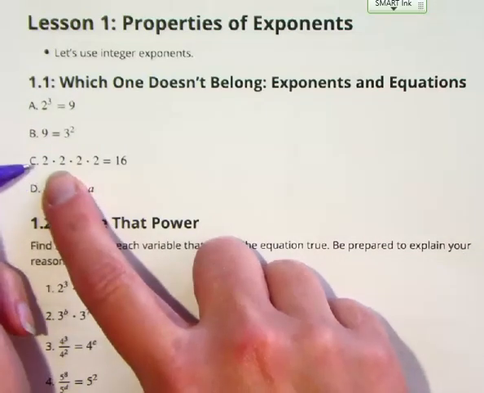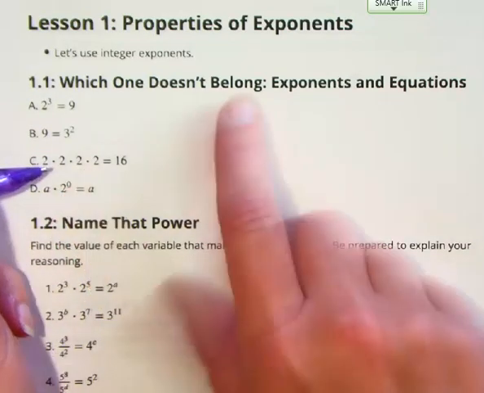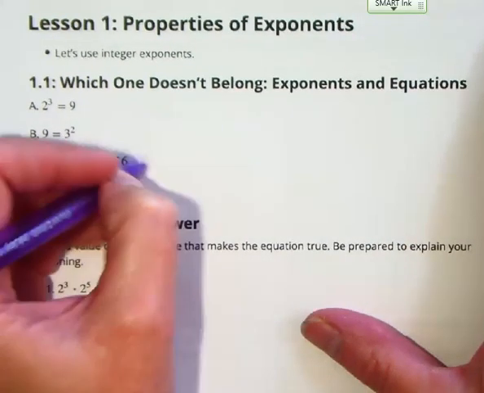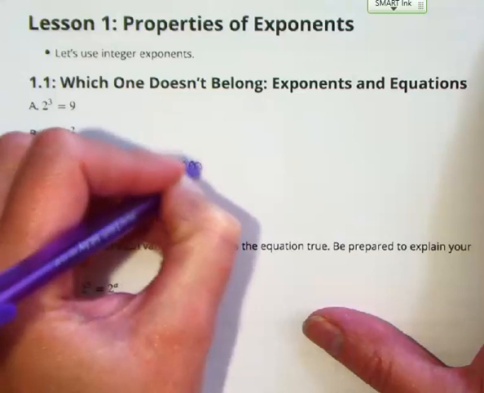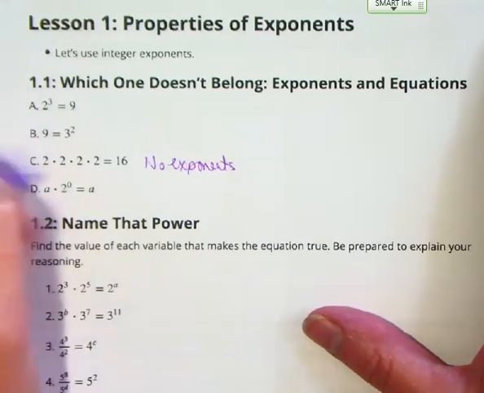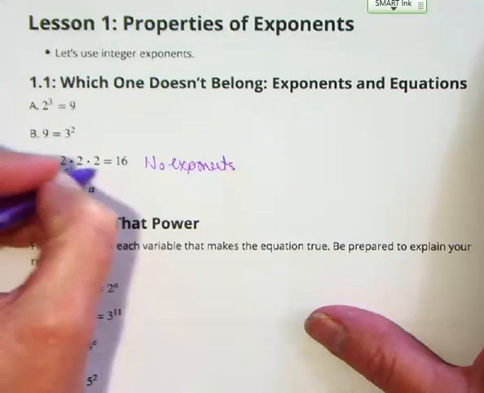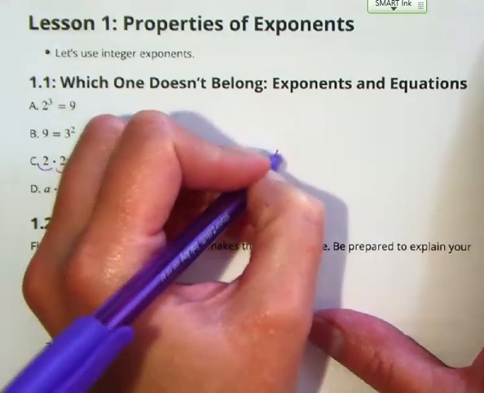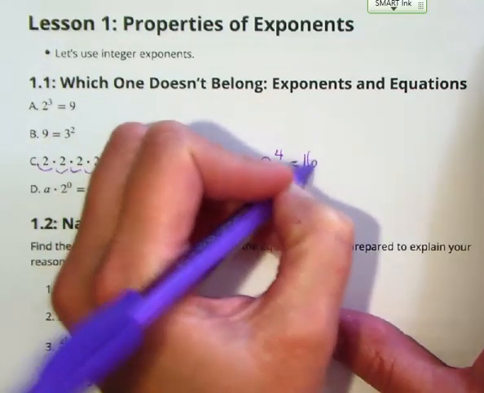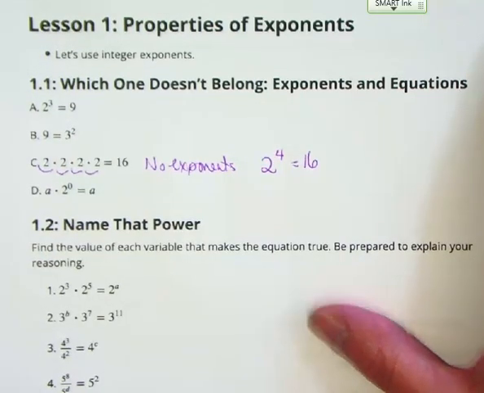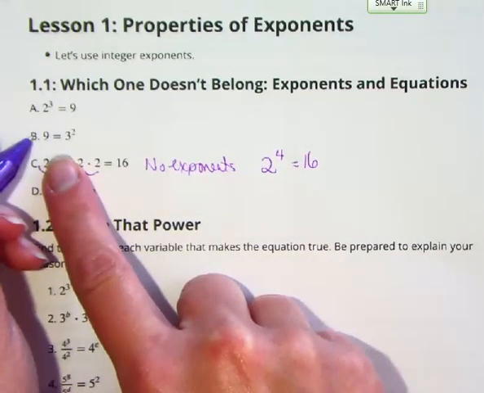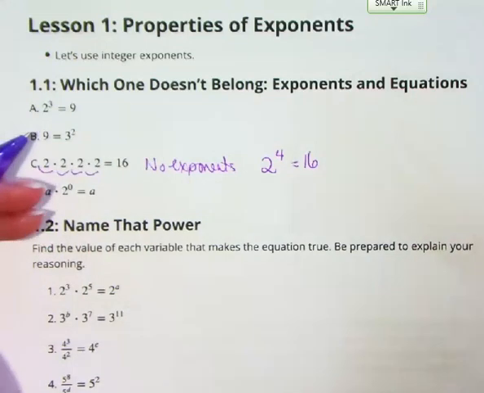Maybe you're noticing part C doesn't have any exponents, if that's what this is all about. I notice this one has no exponents. And we could certainly rewrite that so it has it. We know exponents are just repeated multiplication. So I see this is 2 multiplying by itself 4 times over. So we could rewrite that as 2 to the 4th power equals 16.